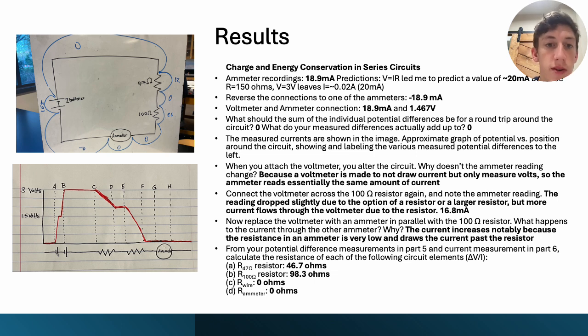The voltmeter was replaced with an ammeter, and the current increased notably because the current chose to flow through that rather than the resistor. The resistance of the four components was 46.7 for the 47 ohm resistor, 98.3 ohms, 0 ohms, and 0 ohms, which is all justifiable and very close.